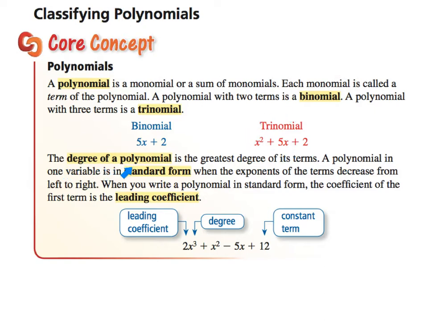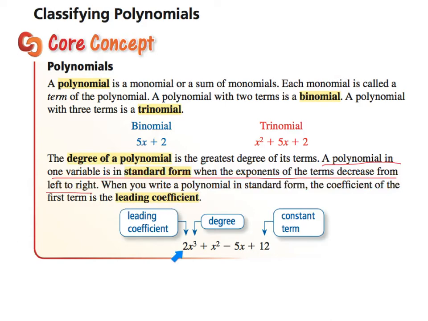Now, the degree of a polynomial is the greatest degree of its terms. A polynomial in one variable is in standard form when the exponents, this is, by the way, something you're going to be using all the time, like every time. When you write a polynomial, you need to write it in standard form. Standard form means that your exponents go from highest to lowest. So the exponents decrease from left to right. When you write a polynomial in standard form, the coefficient of the first term is called the leading coefficient.